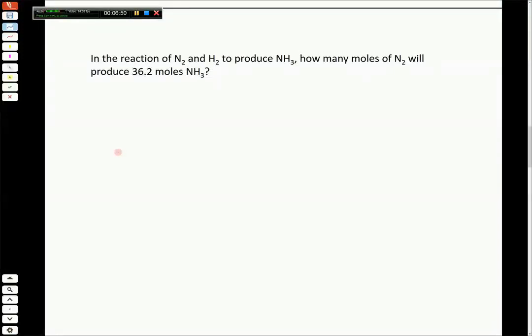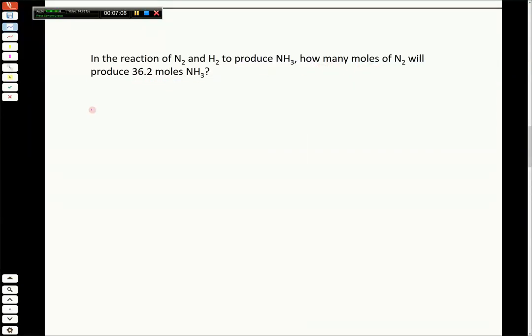So this first one here, we're doing the reaction of N2 and H2 to produce NH3. We want to know how many moles of N2 will produce 36.2 moles of NH3. So this is what we would call a mole-to-mole stoichiometry problem. We're giving you moles of one species and we're asking you to calculate moles of another species.